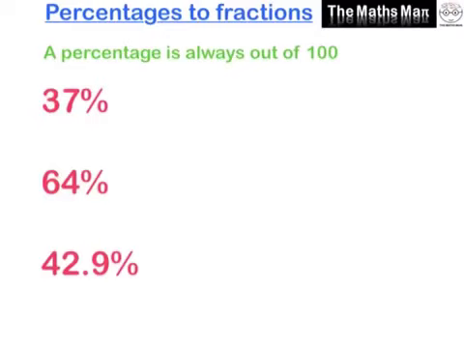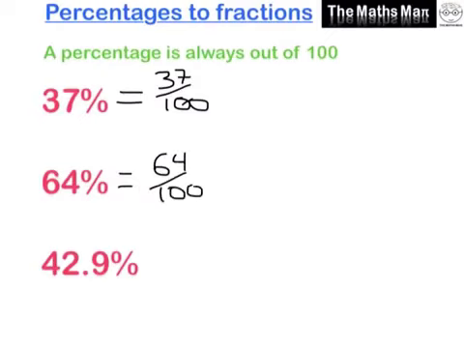Now, the most important thing to remember is a percentage is always out of 100. If you remember this, then changing percentages to fractions is very, very easy. So, for example, 37% is the same as 37 out of 100. And it's as simple as that, really. For 64, it's 64 over 100.